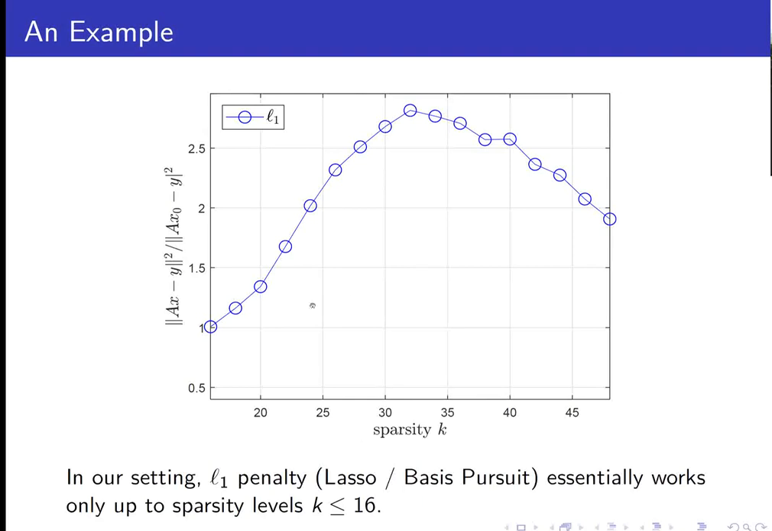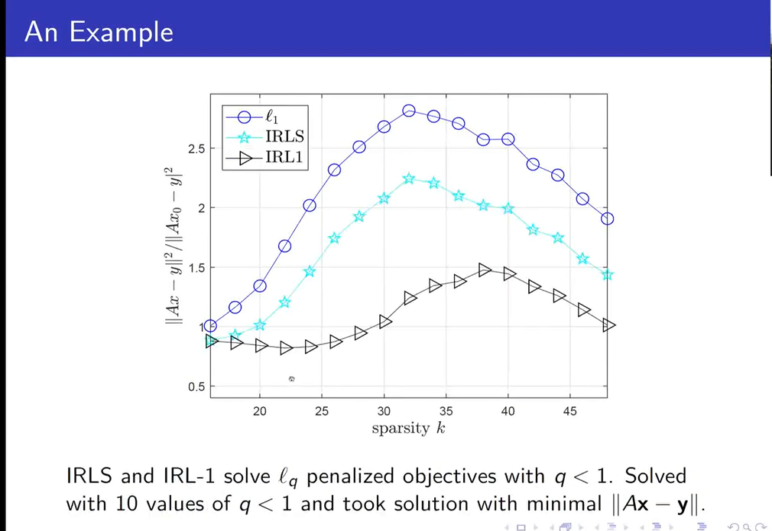And what we can see here, this is the lasso. And we see that actually the lasso, its values are above 1, means that essentially it can really solve the problem only for very small sparsities, less than 16, let's say, okay? Here are two other methods which work much better. One is iteratively reweighted least squares. The other one is iteratively reweighted L1. They're able to find solutions with good objectives up to higher values of k.